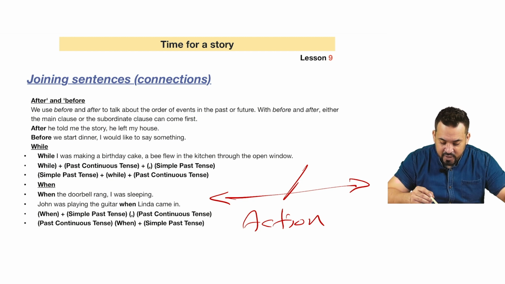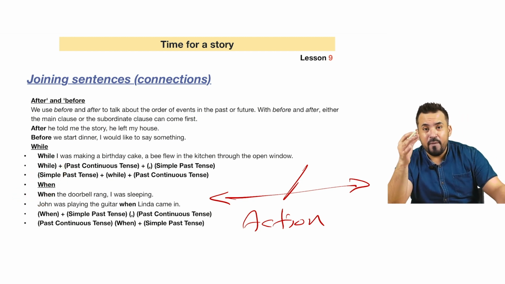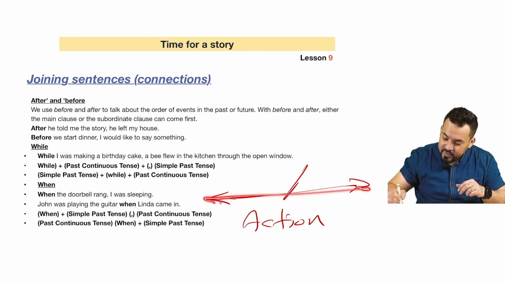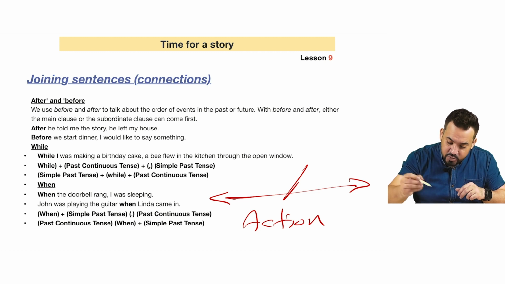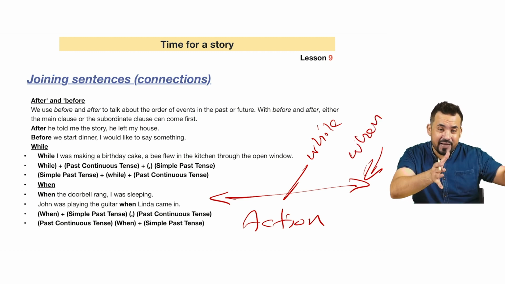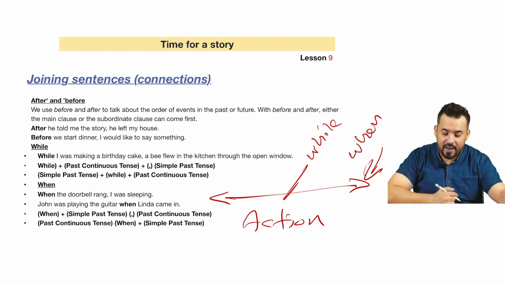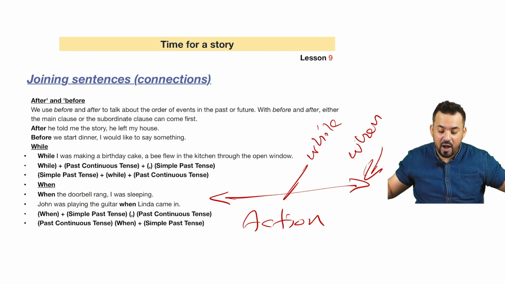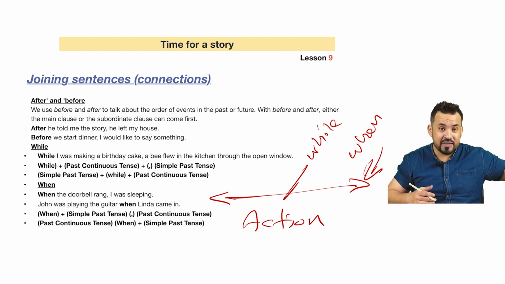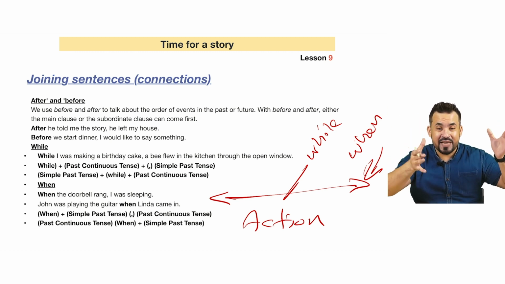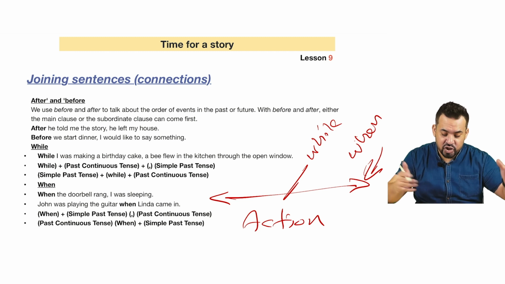Okay, now let's take a look at "when". When basically means immediately after. So this is the action, and when is here. It means immediately after the action happened, something else happened. So let's take a look at some examples. When the doorbell rang, I was sleeping. So the doorbell rang, I was sleeping, and then I woke up because the doorbell rang. So this happened immediately after the action.